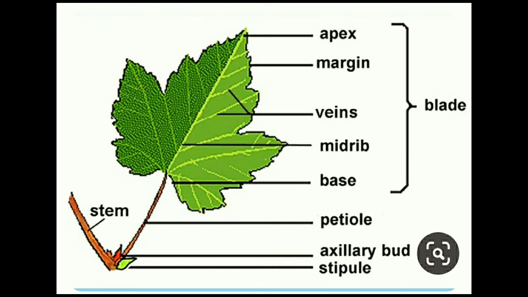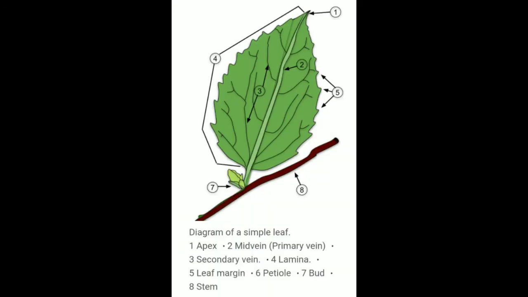In this picture, you can observe parts of a leaf. We can see leaf base, stipule, petiole, leaf blade, midvein, vein, leaf margin, and leaf apex. The tip of the leaf is called the leaf apex. The portion of the leaf attached to the stem is called the leaf base.